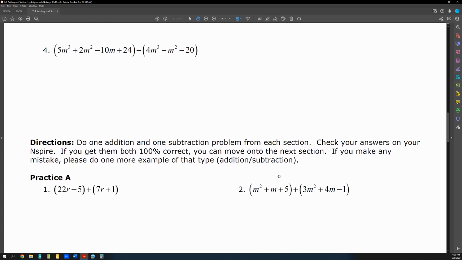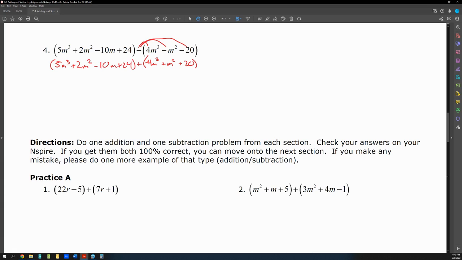Okay. Number 4, now we're subtracting. This is the same polynomials, but now we're subtracting. Step 1 is to distribute the negative into each of the terms of the second polynomial. So our 4m cubed becomes negative 4m cubed, negative m squared becomes positive m squared, and negative 20 becomes positive 20. I'll go ahead and bring down my first polynomial, 5m cubed plus 2m squared minus 10m plus 24.